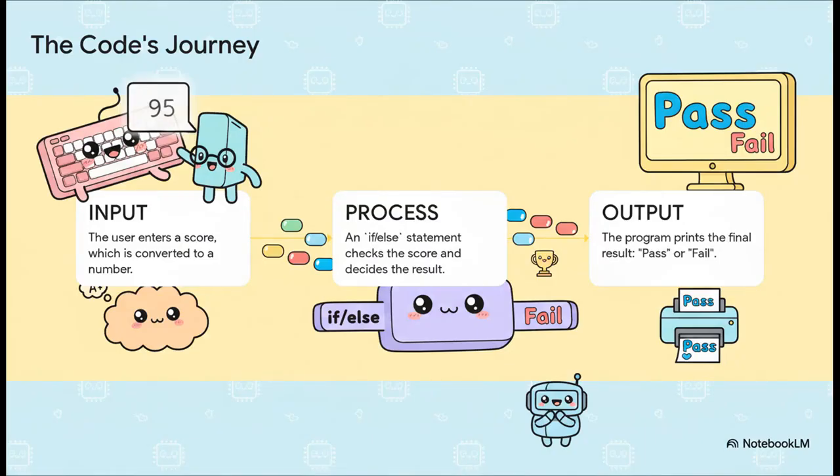First up, input. The user types in a score, 95, and the program immediately converts it from text into a number. Next, process. An if-else statement acts like a bouncer at a club. It checks the score. Is it 50 or higher? And decides if the result is pass or fail. And finally, output. The program prints out whichever result was chosen. See? Input, process, output. The whole model, right there in that tiny program.